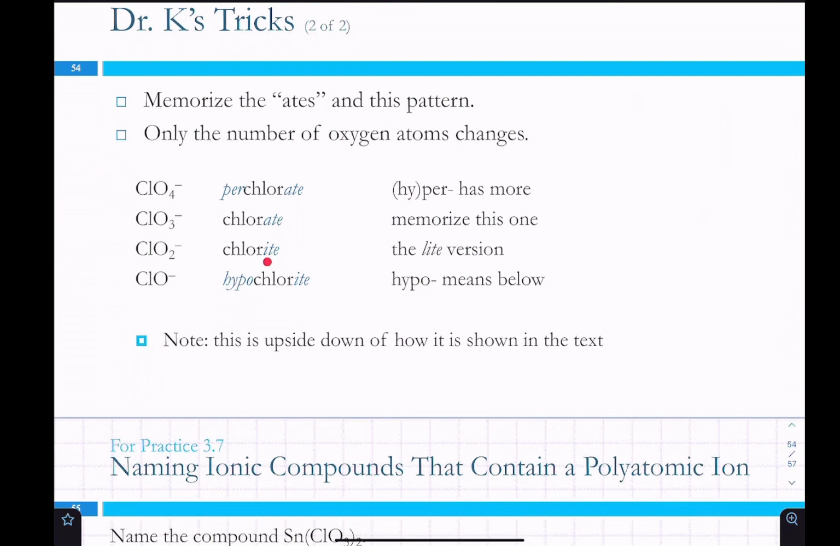Anyways, chlorite is the light version, like Bud Light. Perchlorate, like hyper. It's also used a lot in medical terminology. If you've watched any significant amount of House or something, these come up a lot. So per meaning more is like hyper, hypo meaning less. Like a hypodermic needle is like a subdermic needle. Hypo meaning below, dermic meaning skin, so below skin.